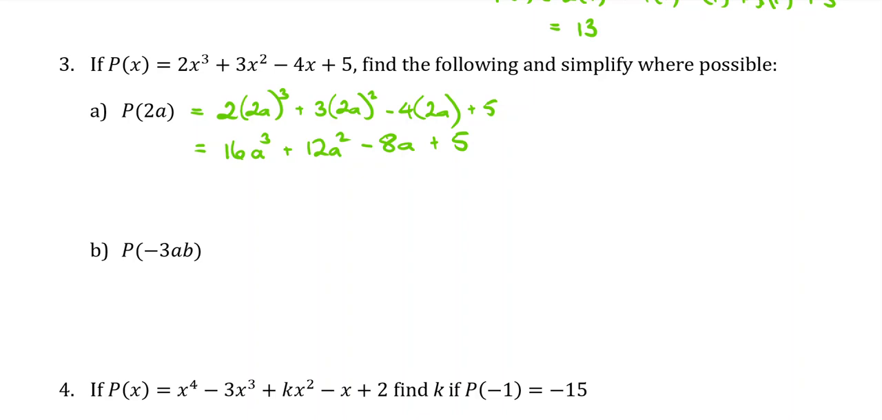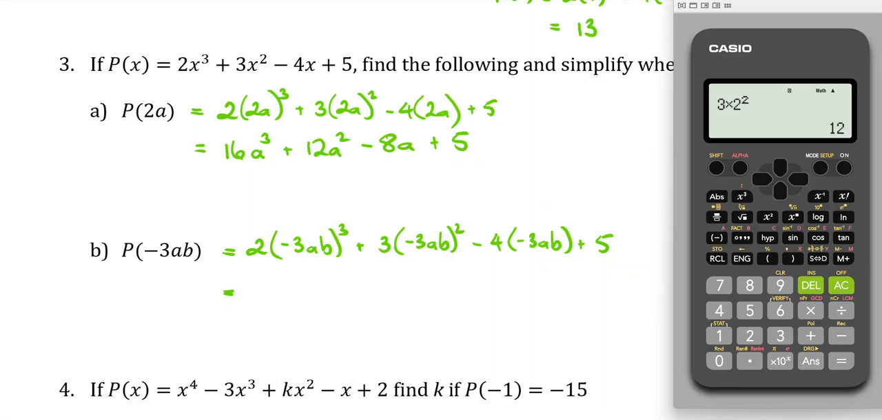Part B, I want p of negative 3ab. So the negative 3ab is going to go everywhere where there was an x. So 2 lots of negative 3ab cubed plus 3 lots of negative 3ab squared minus 4 lots of negative 3ab plus 5. And again, carefully simplify that.